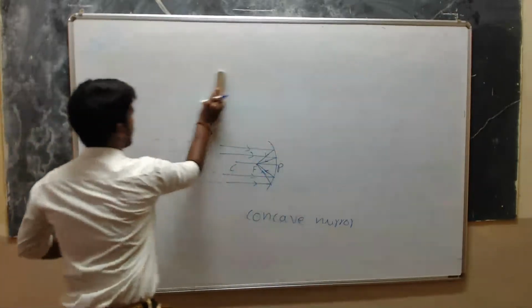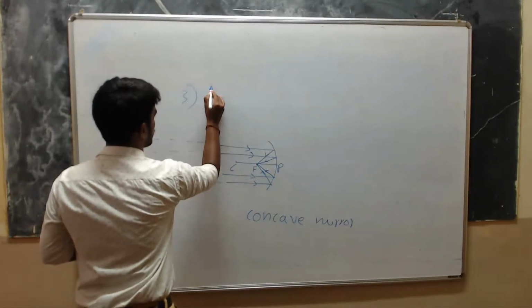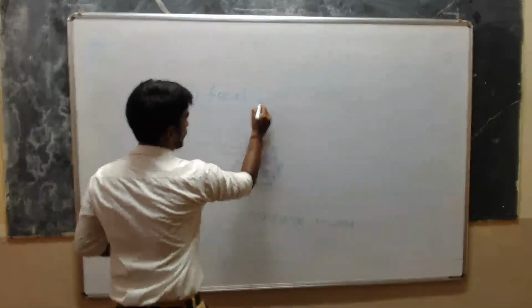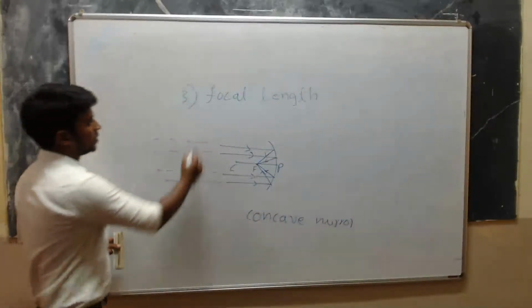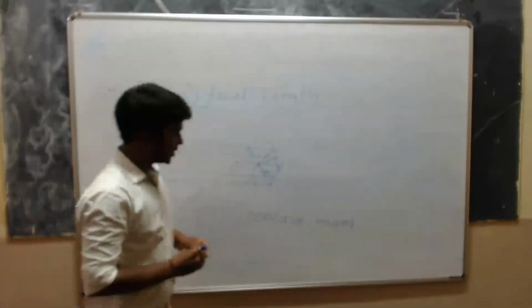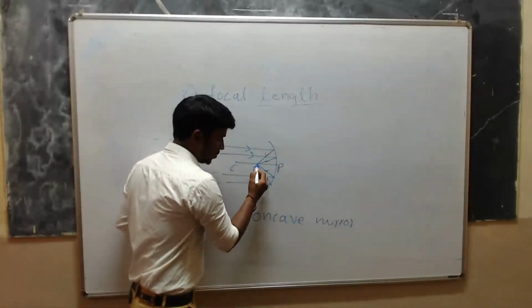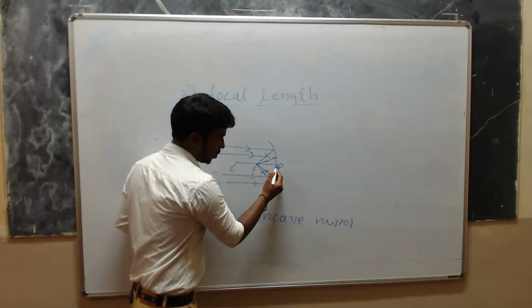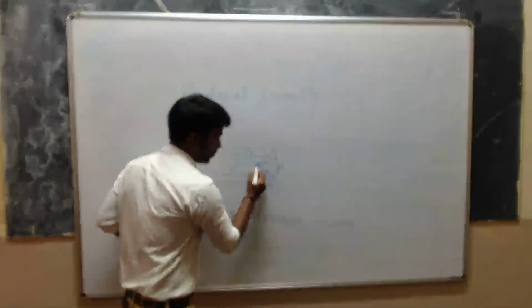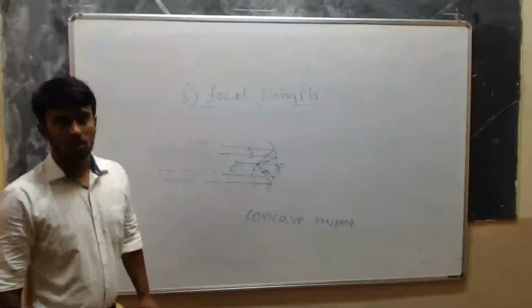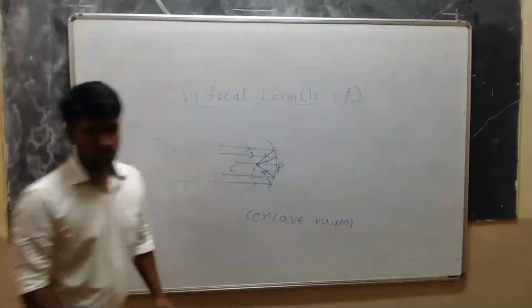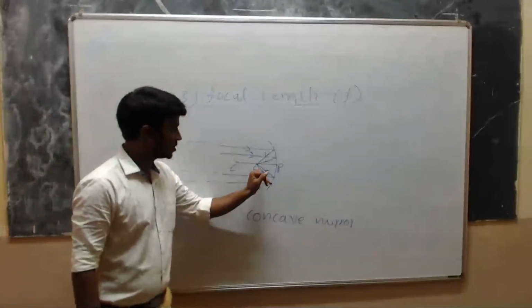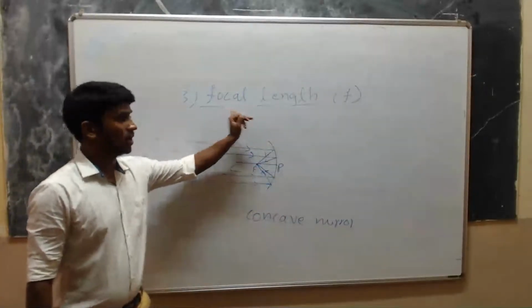Next, the third one, focal length. The distance between the principal focus and the pole of the mirror is called the focal length, and we use small f to represent focal length.